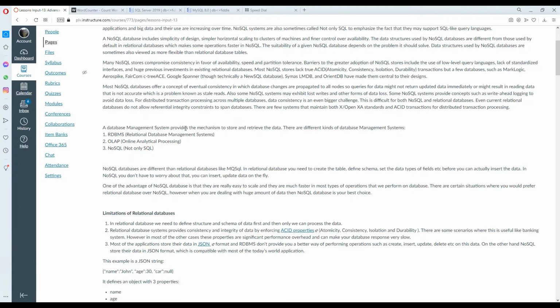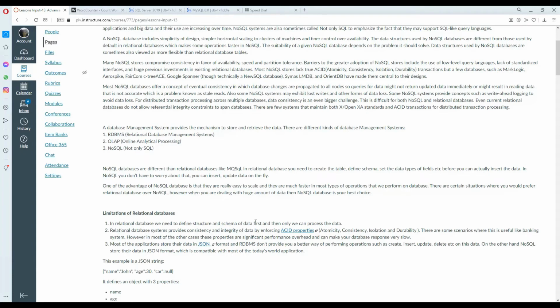In general, there are three different kinds of database management system. The one that we have studied earlier and in the last semester, which is the relational database management system. And then there is also what we call OLAP or online analytical processing, which is usually used for data warehousing. And then lastly, which we will tackle today, is NoSQL or not only SQL.